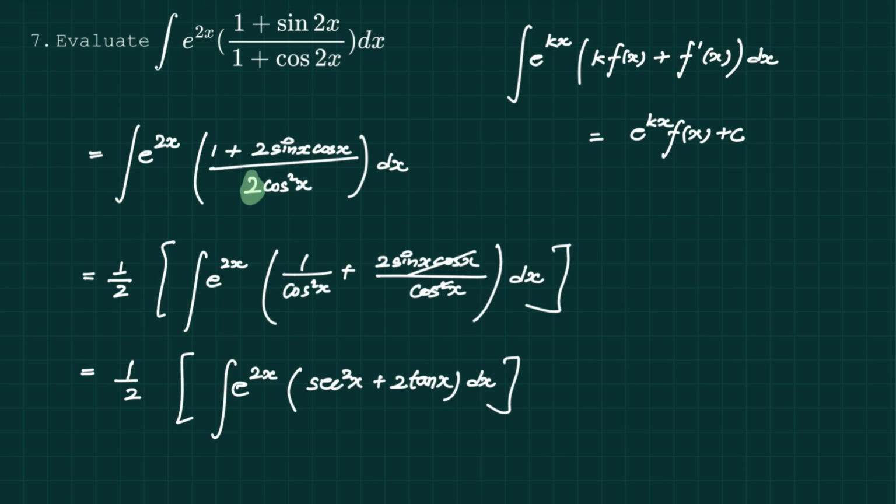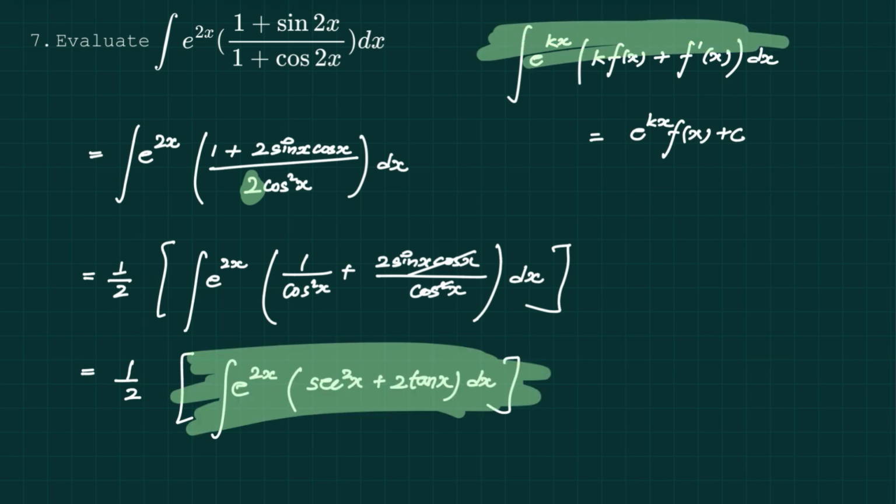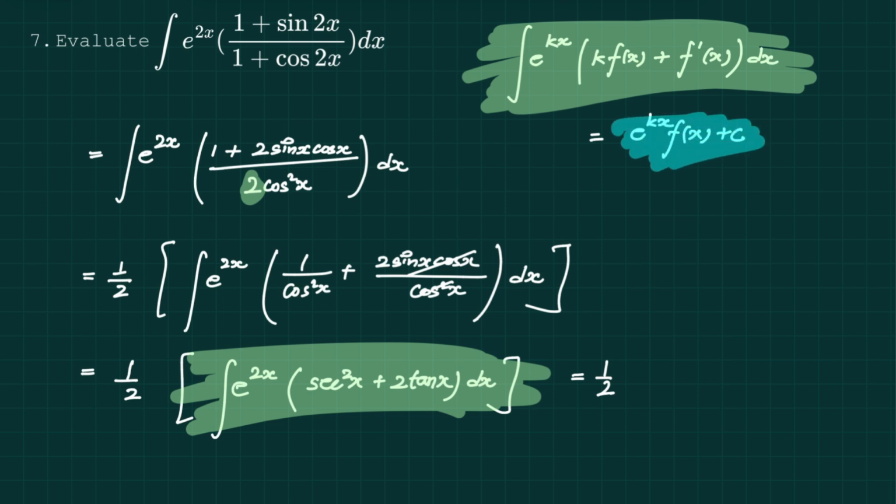Now this is in the form of this particular type, where the value of k is 2 here, and there is k of f of x, that is 2 tan of x, because as we know the derivative of tan x is sec square of x. Hence this can be written as 1 by 2 outside, and using the formula we can write this as e to the power kx into f of x plus c, that is e to the power 2x into f of x, which is tan x, plus c. So this is the answer for this question.